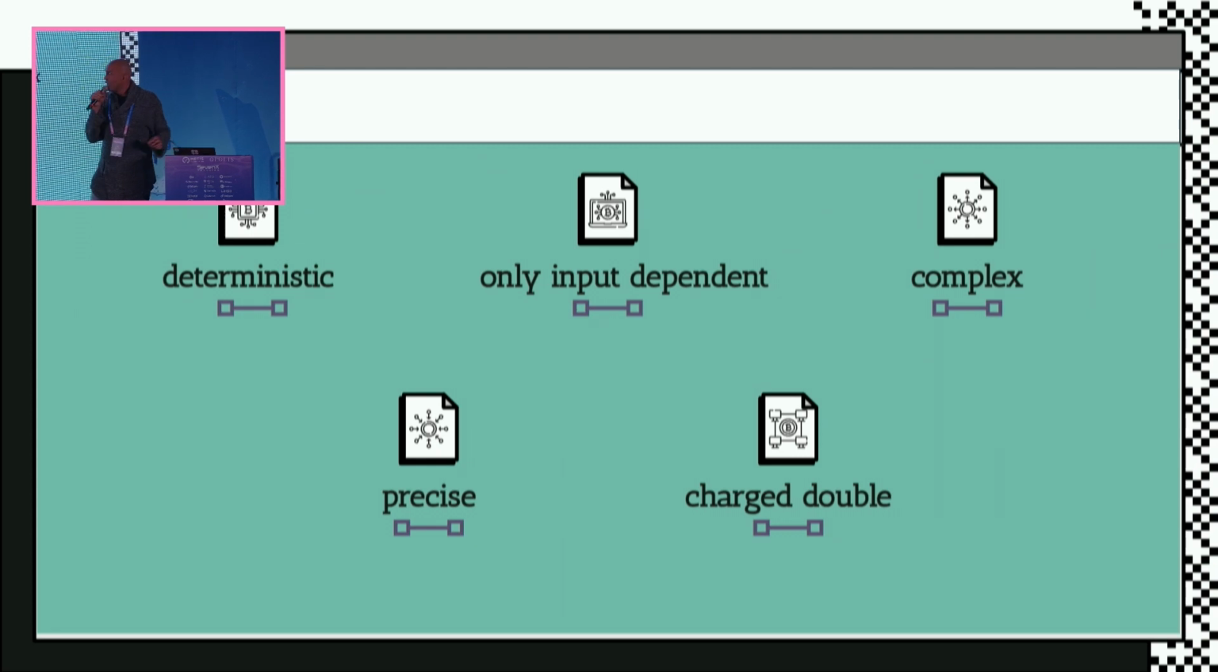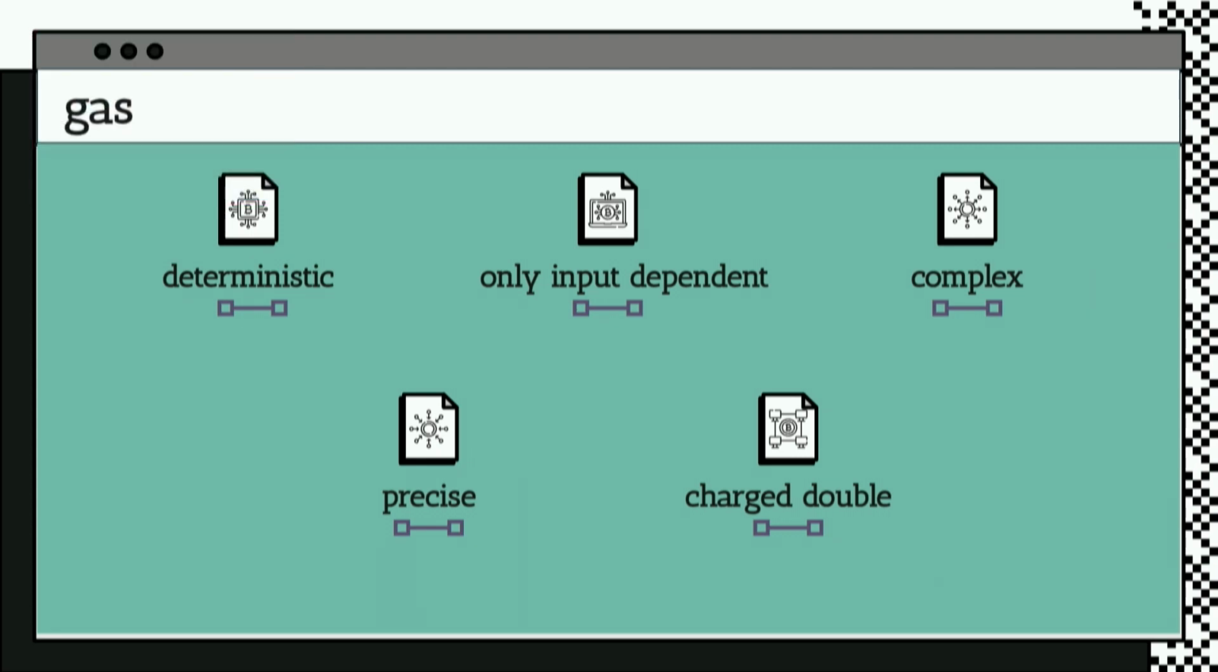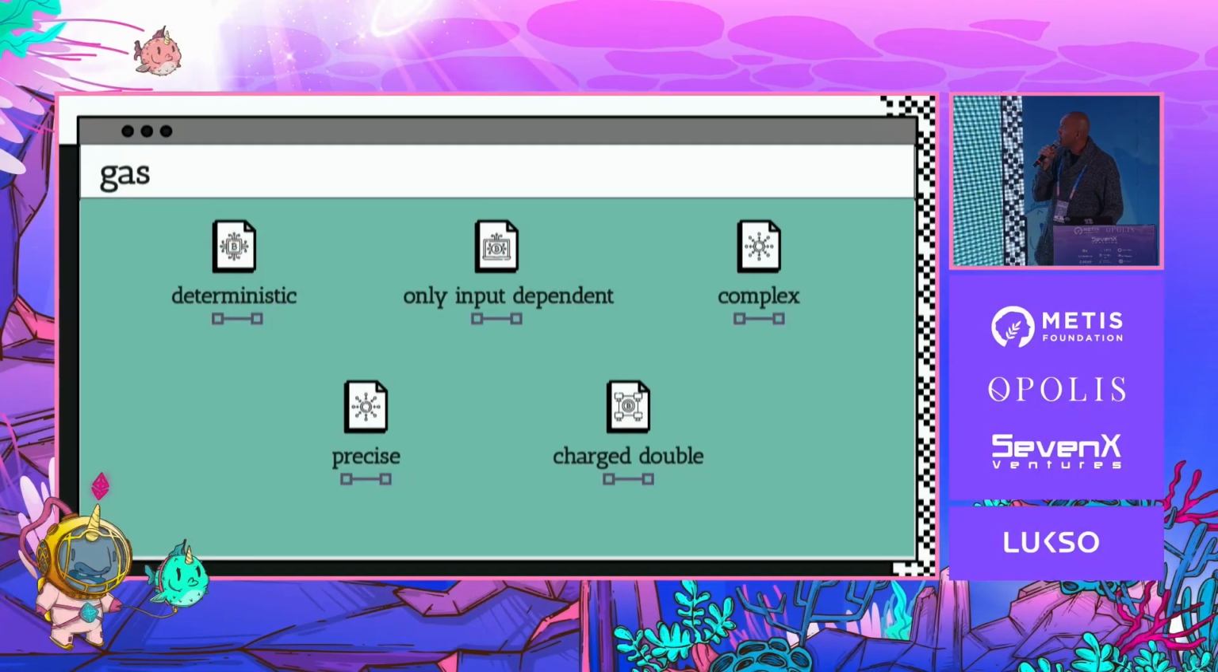The gas, the good news is it is deterministic. All these algorithms are deterministic, are input dependent. They're complex, but they can still be precisely calculated, and there is a reference implementation for this EIP that does so, and currently charges you double the gas, which can be improved.